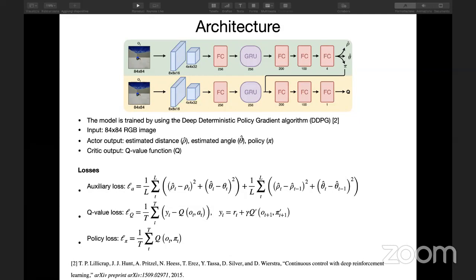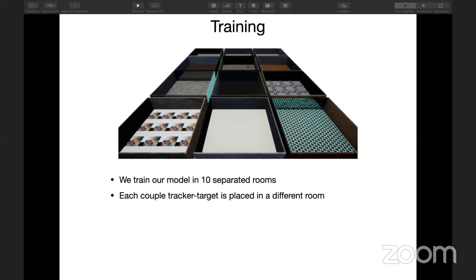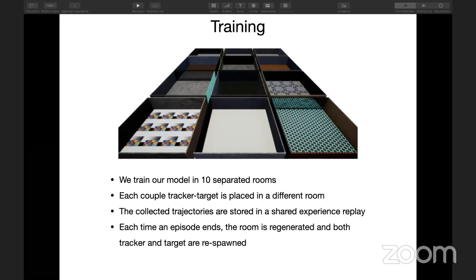Again, we used several separate environments to train our agent in simulation. And as before, we want to achieve direct simulation to real world transfer. So as before, we addressed the generalization problem by randomizing various elements of the environment, like, as already said, textures, lighting conditions, etc.